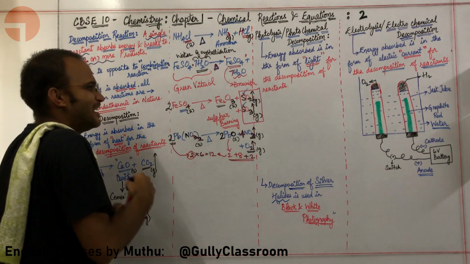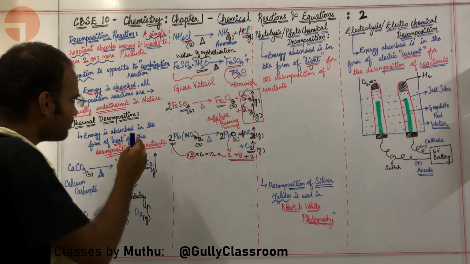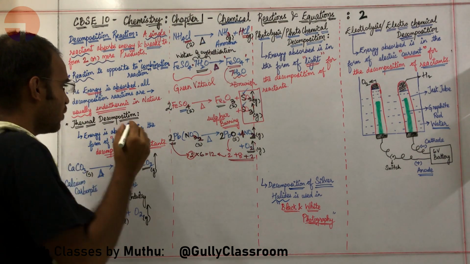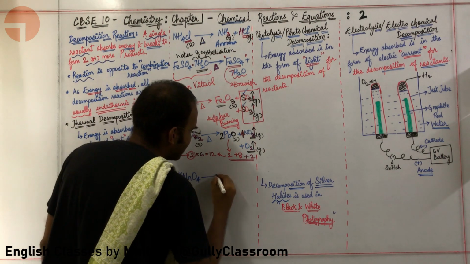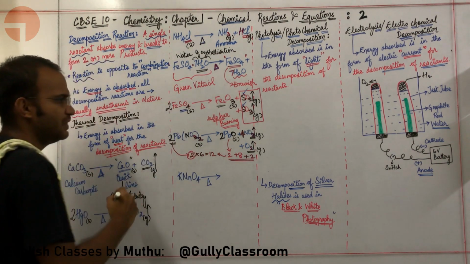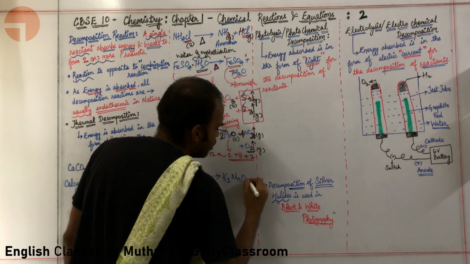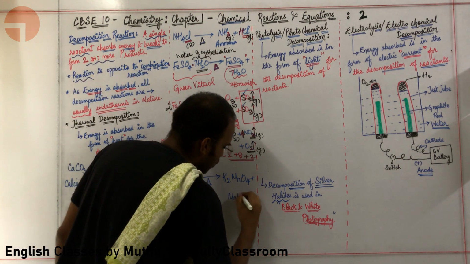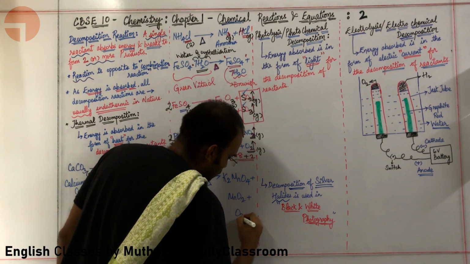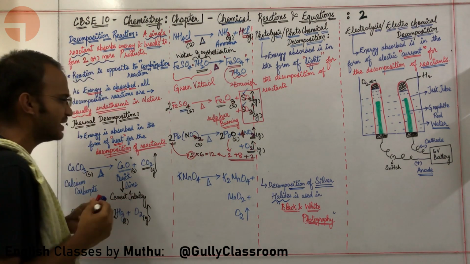Yeah? Okay, let us go for a few other decomposition reactions. What about decomposition of potassium permanganate, sir? KMnO4. When you are giving heat, what is happening? You are getting K2MnO4 plus what else, sir? You are getting MnO2 plus O2. Let us balance this particular reaction.